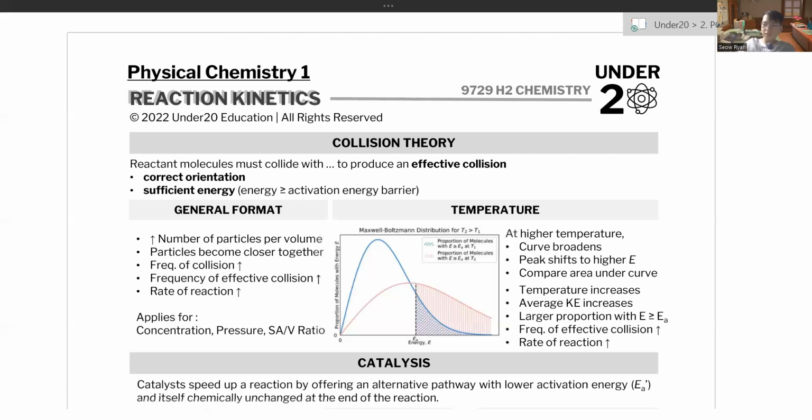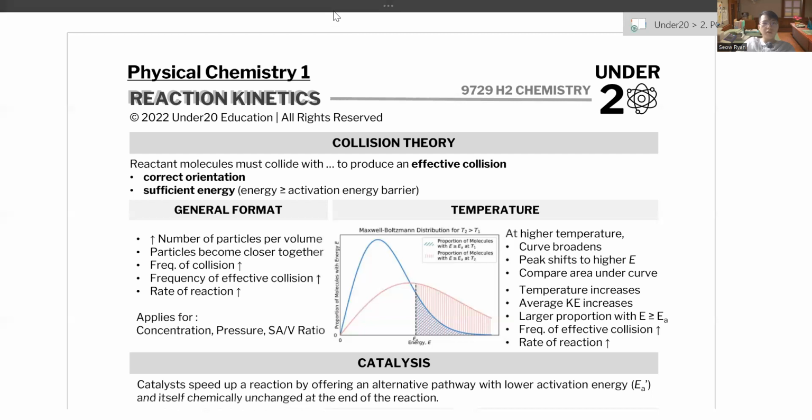Collision theory is based on the idea that molecules collide with each other and a reaction occurs. There are some conditions before a reaction is said to occur. Collision theory states that reactant molecules must collide with the correct orientation and sufficient energy to produce an effective collision so that there is a reaction. Sufficient energy just means that the energy must be greater than or equal to the activation energy barrier. The activation energy is the minimum amount of energy required for a reaction to take place.